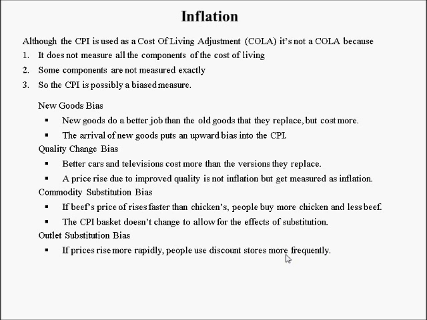Then there's the outlet substitution bias. If prices rise more rapidly, people start using discount stores more frequently. But the way the survey is conducted, surveyors don't really change where they're surveying prices with respect to grocery stores and supermarkets and malls and whatnot. So the CPI basket doesn't change to allow for the effects of outlet substitution.